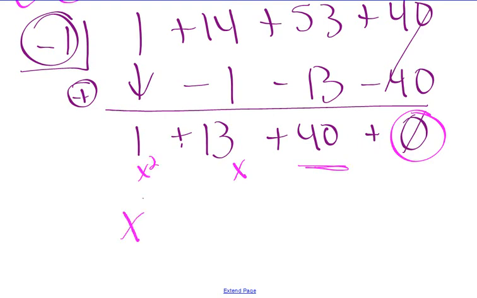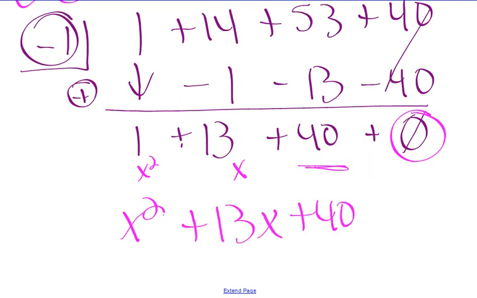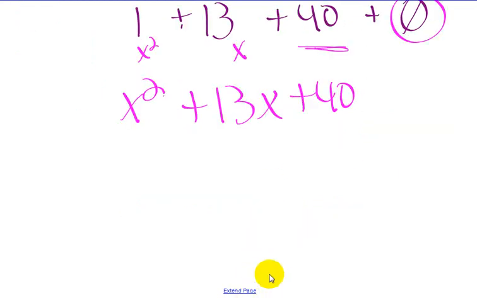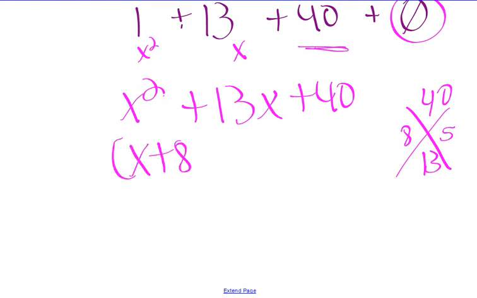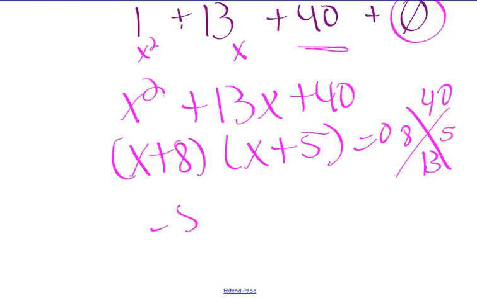It's going to be x squared plus 13x plus 40, okay, with the remainder of 0. So now, can we factor this? Let's see if we can use our magic x. What two factors of 40 add up to be 13? How about 8 and 5? That's it. So we've got x plus 8 times x plus 5. So what makes those equal to 0? Well, when x is negative 8 and negative 5.